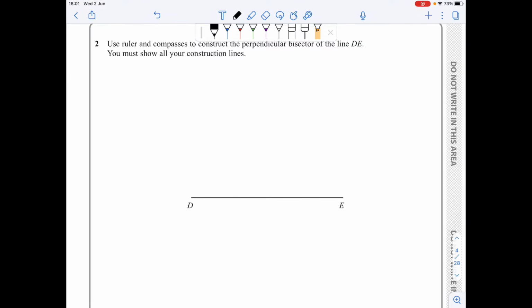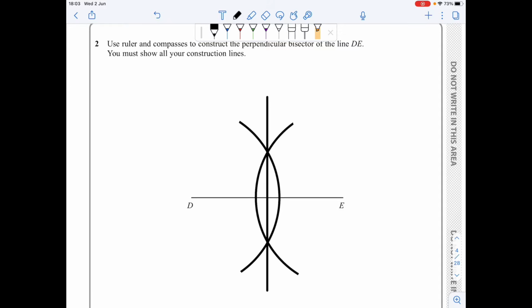For question 2, you will need a compass to draw the perpendicular bisector. You need to open the compass at more than half the distance DE and then draw an arc with center D. Then you have to repeat the same procedure, but this time use center E. Make sure you do not change the length of your compass. The compass should stay at the same length. And then once you draw the 2 arcs, you join the 2 points of intersection using a ruler, and that is your perpendicular bisector.